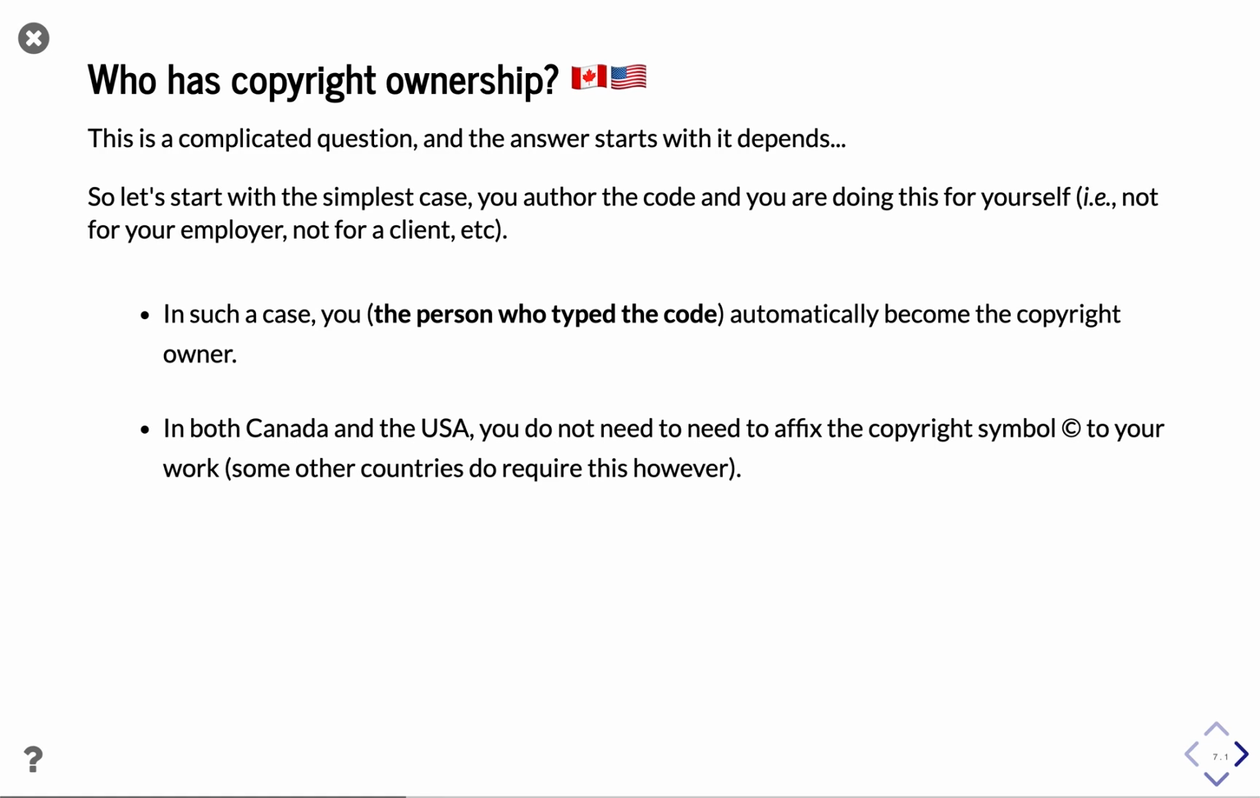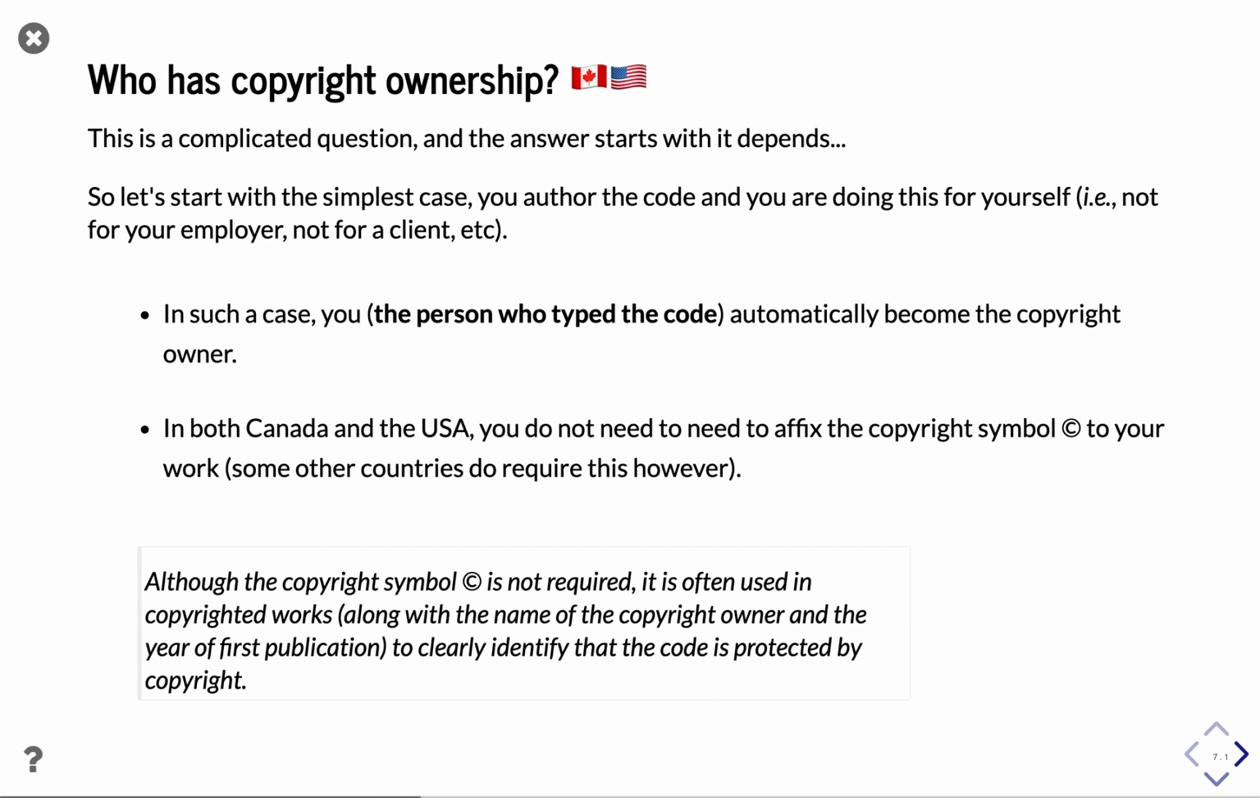Some countries do, however, require this. So if you are working outside of Canada or the US, you should look into this. And I do want to note that although the copyright symbol is not required, it's often still used in copyrighted works in both Canada and the US because it clearly identifies that the code is protected by copyright. So it's just making things a little bit more transparent to whoever is using it.